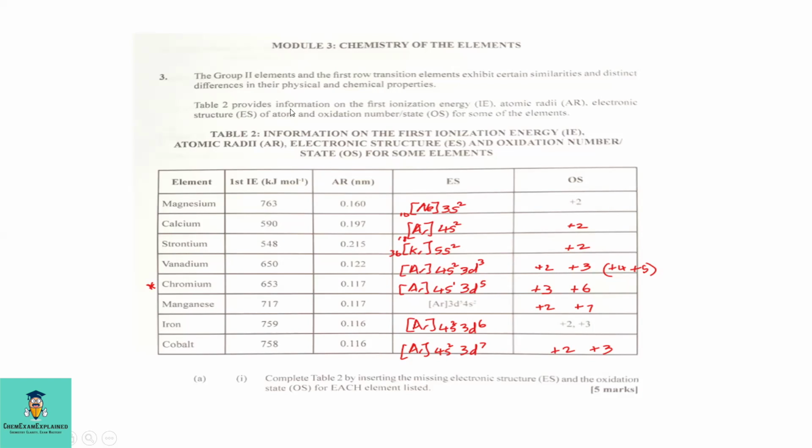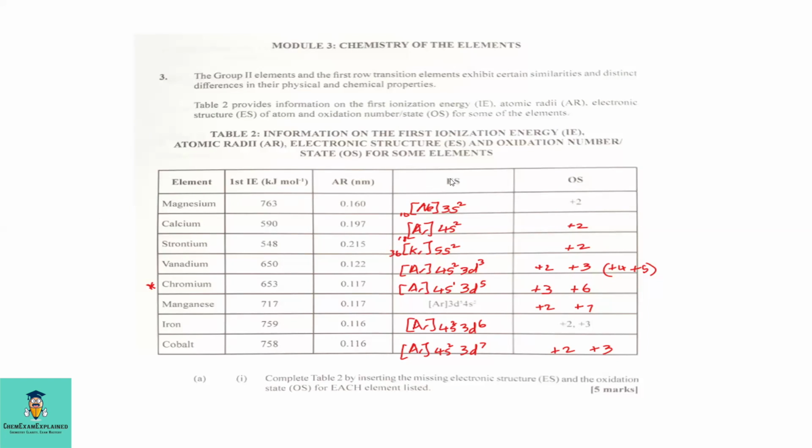Table 2 provides information on the first ionization energy, IE, atomic radii, AR, electronic structure, ES, of atom and oxidation numbers/state, OS, for some of the elements. So let's examine the table. Here we have a list of elements: magnesium, calcium, strontium, vanadium, chromium, manganese, iron, and cobalt.